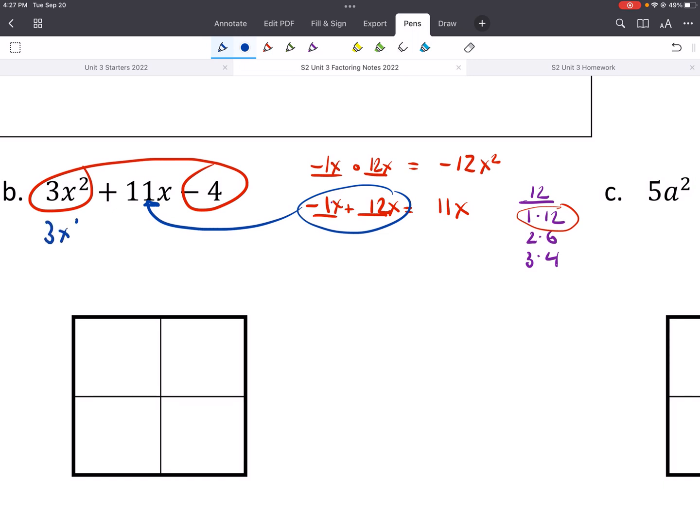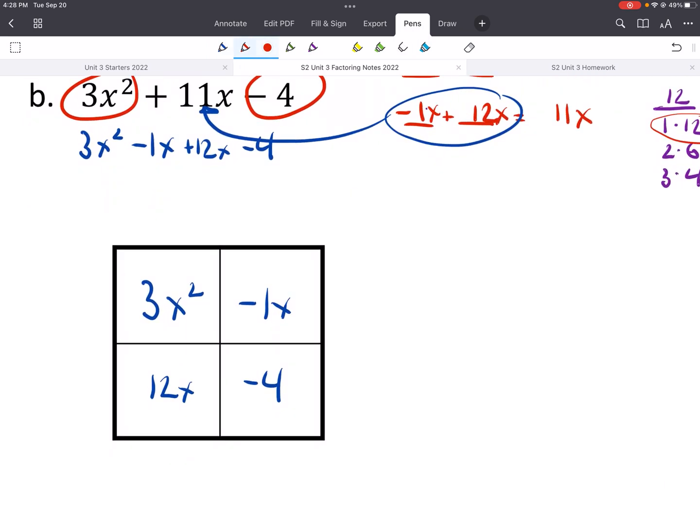So we got 3x squared minus 1x plus 12x minus 4. Again, it doesn't really matter what order you put those in. When you plug them in, you'll still get the same thing. So now we've got our box. Greatest common factor for each row and column. Again, for the first row, nothing goes into 3 and 1 except for 1. You're welcome to write 1 if you want.